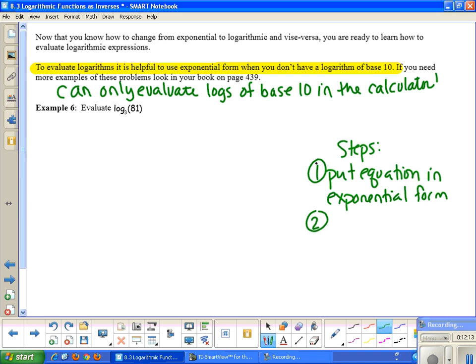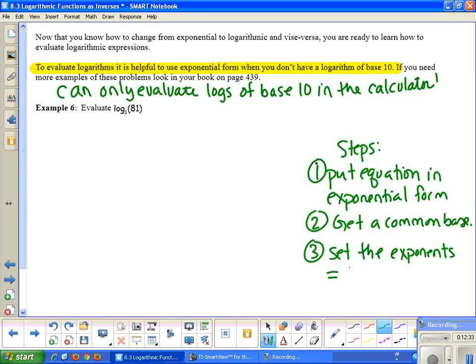And then the second step is going to be get a common base. And the third step is going to be set the exponents equal to each other and solve.